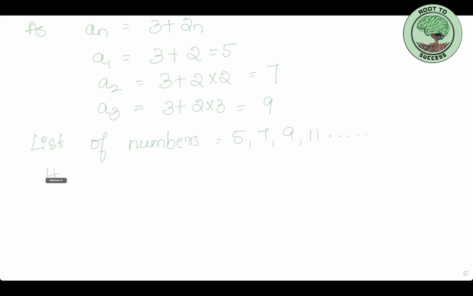So here if we see, 7 minus 5 is equal to 9 minus 7 is equal to 11 minus 9 is equal to 2, and so on. So the common difference, that is d, is 2. Hence it forms an arithmetic progression with a common difference d. So let's find out S24.